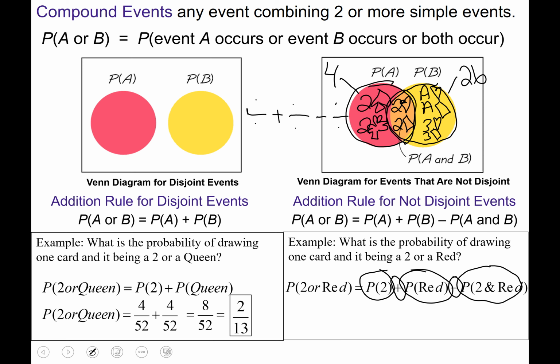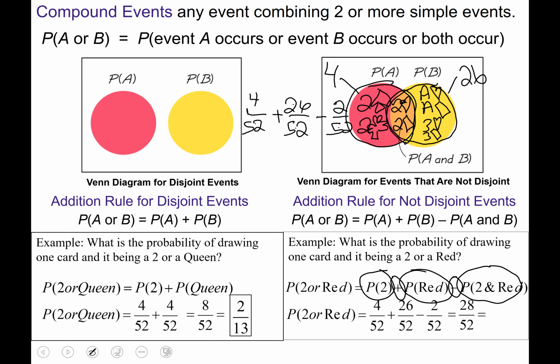The probability of drawing a 2 we know is 4 out of 52. The probability of drawing a red is 26 out of 52. And then our overlap, 2 cards were double counted. So subtract those out. Here it is written up nicer for you. And we have a common denominator, so we do 4 plus 26 minus 2, which gives us 28. And that does reduce to 7 over 13. So the probability of drawing a 2 or a red card is 7 out of 13.